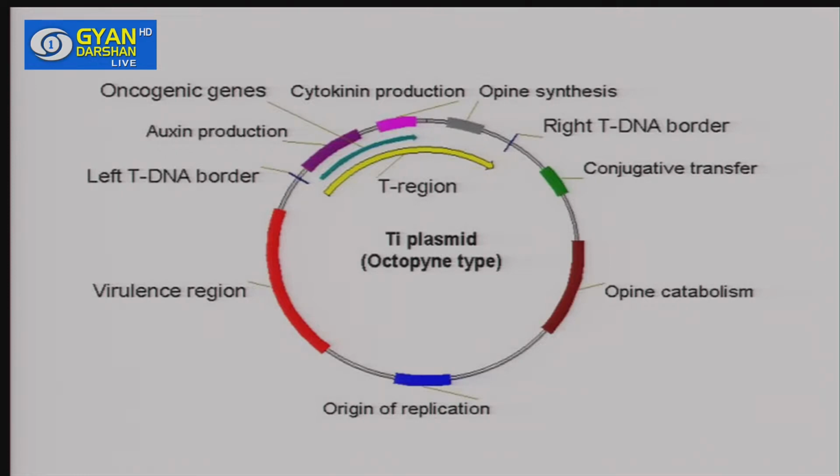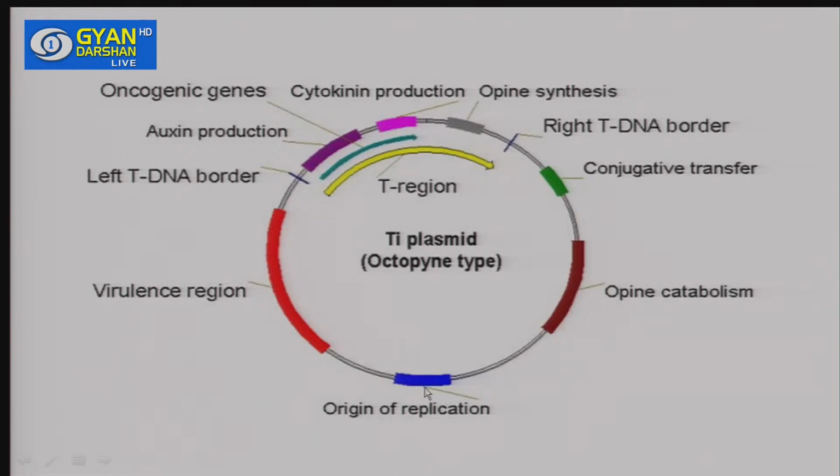So there should be some kind of transfer process regulating component, and that is known as the TRA locus. That is present here, and it is responsible for the conjugative transfer. Then there is a component called opine catabolism. That means opine synthesis is within the tDNA region, while opine catabolism genes are present here, outside the tDNA region.